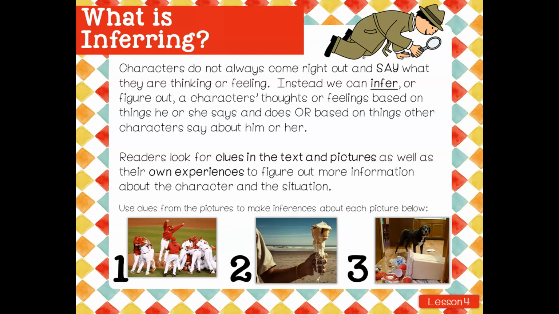Instead, we can infer, or figure out, a character's thoughts or feelings based on things he or she says and does, or based on things other characters say about him or her. So readers look for clues in the text and pictures, as well as their own experiences, or background schema, background knowledge, to figure out more information about the character and the situation.